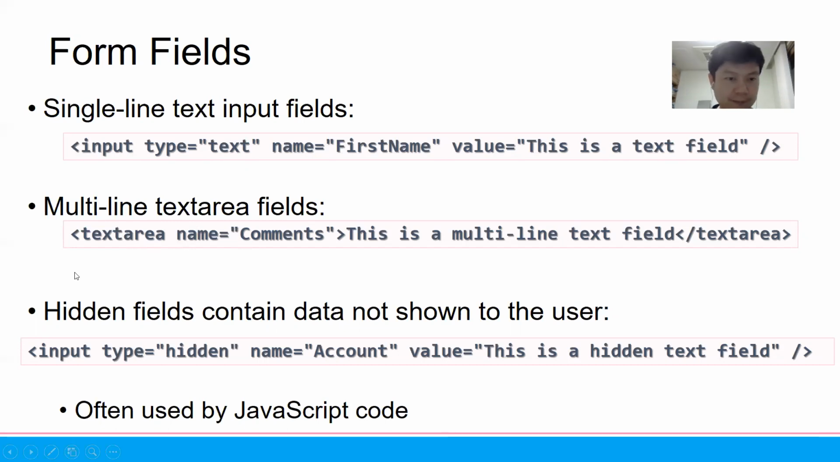And in the input you can also have the type hidden. Hidden means something that you cannot see, but it is in your code.